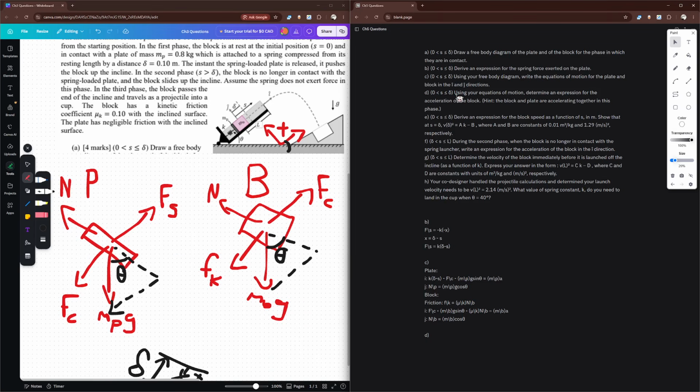So for D, we're still between 0 and 0.1 for the distance. Using your equations of motion, determine an expression for the acceleration of the block. Hint: the block and plate are accelerating together in this phase. That hint is very important.